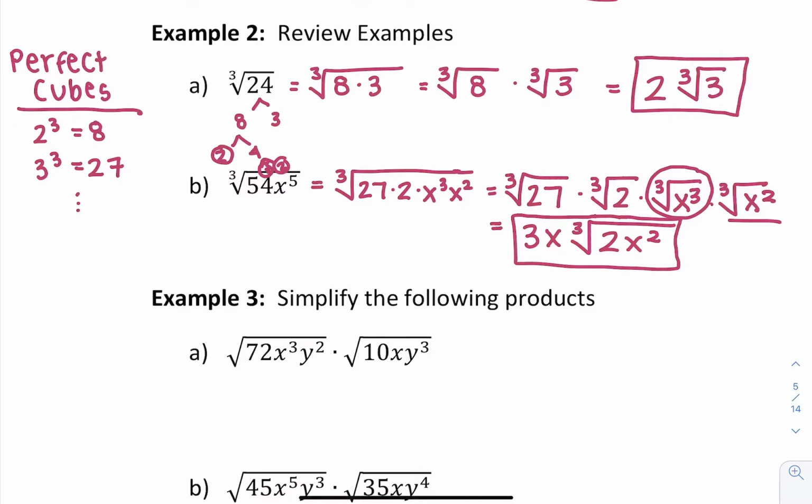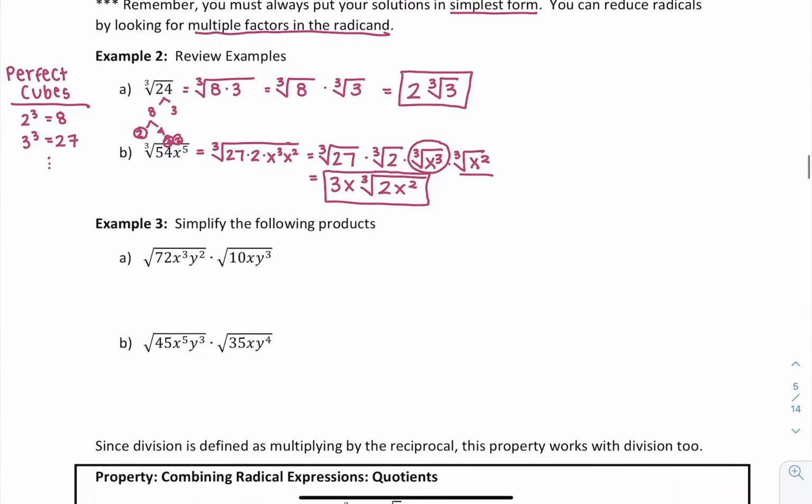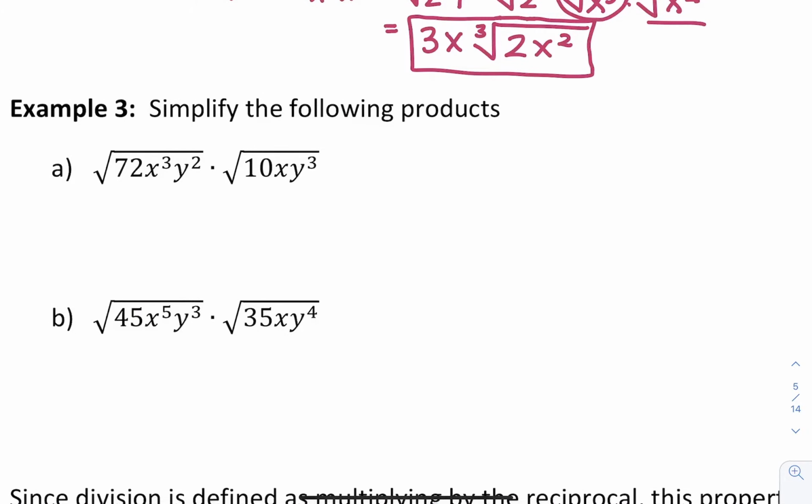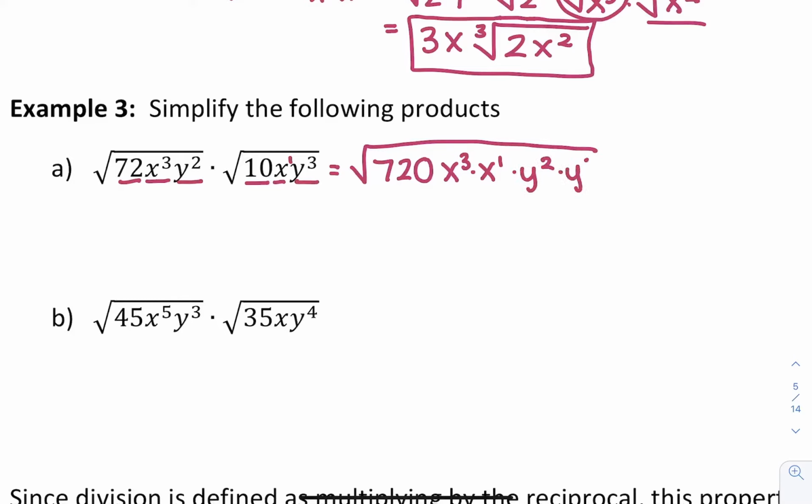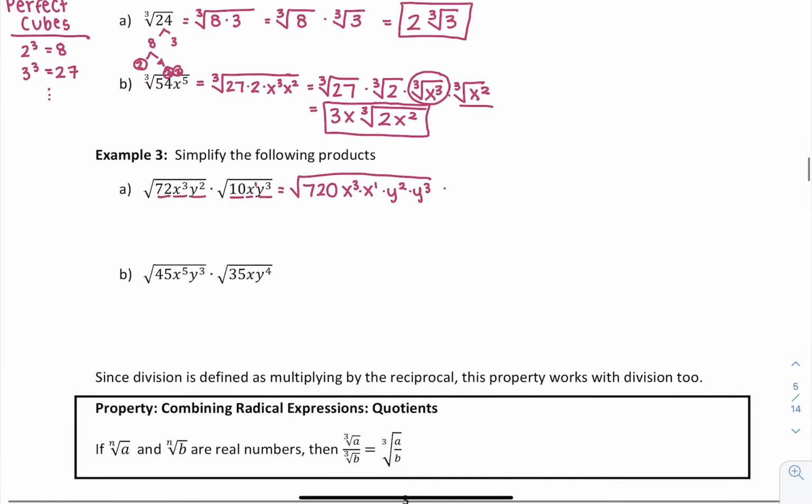Now we're going to be doing the reverse at first. We have 2 multiplication problems, and we're going to combine them. When I combine these, I can just multiply everything on the inside. So I can take 72 times 10, which is 720. I can take x cubed times x. Remember, if there's no exponent, it's really a 1. So x cubed times x to the 1st. And then y squared times y cubed. When I combine this, remember, if I multiply things with the same base, I add the exponents. So I get x to the 4th, y to the 5th.